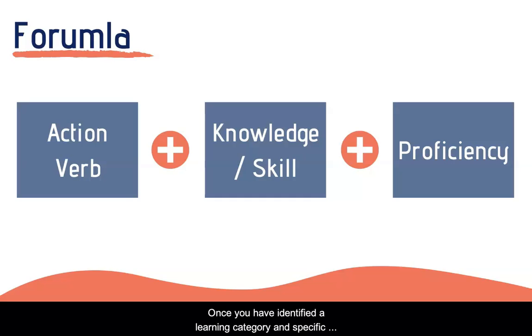Once you have identified a learning category and specific behavior, we're ready to put our pieces together. And to do that, we'll use this simple formula: action verb plus knowledge or skill plus proficiency. Using this formula during our drafting phase helps us to ensure that we are clearly communicating our expectations and telling our learners the specific ways they can demonstrate their knowledge and skills. By also including proficiency, we are explaining to learners what work will be ahead of them in the course and showing them what success will look like at the end.